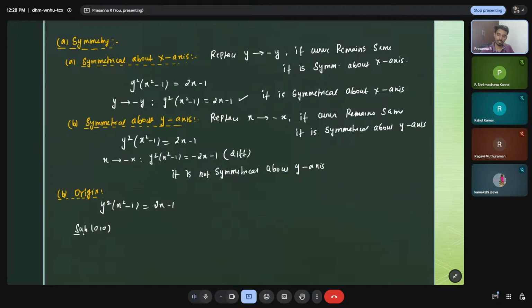You substitute 0, 0. If it is satisfying the equation, it is passing through origin. If not, it is not passing through origin. So this will be 0 into 0 minus 1, 2 into 0 minus 1. So 0 is equal to minus 1. It is not passing through origin, right? Because 0, 0 is not satisfying. So the curve is not passing through origin.